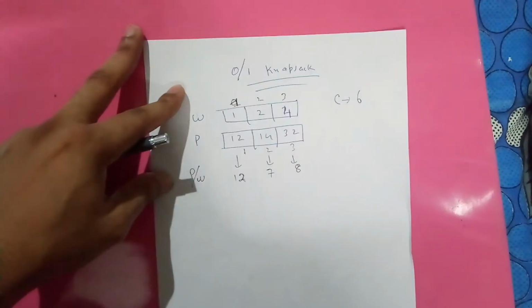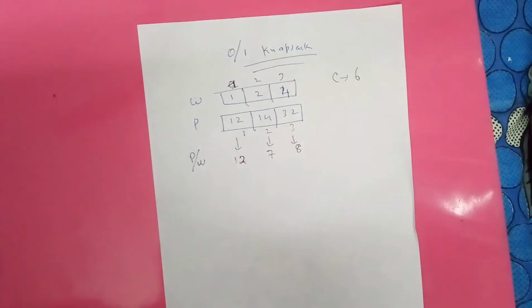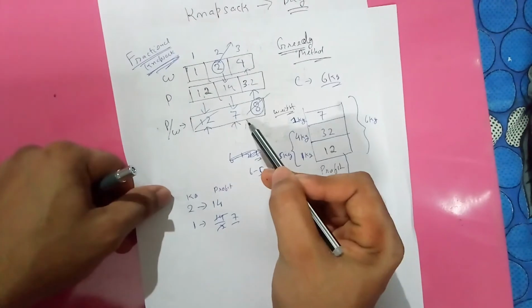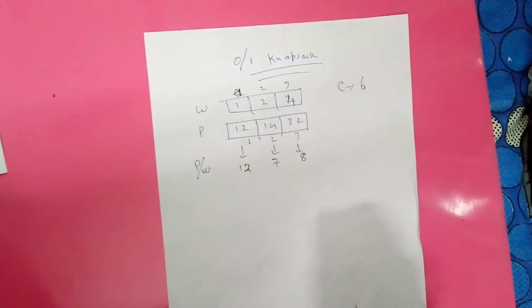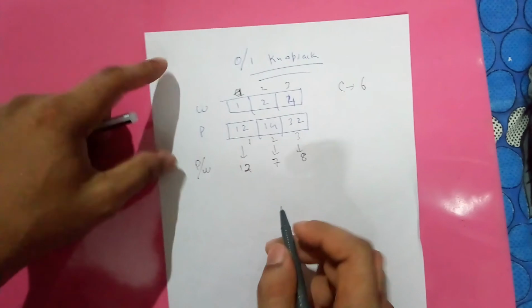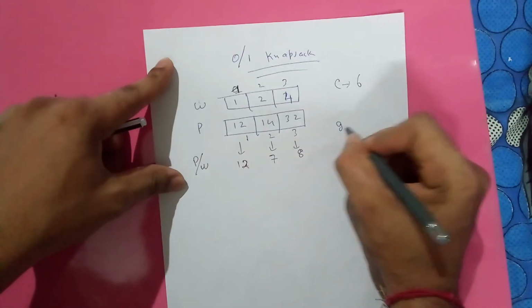I just explained that a few seconds before. You can see this here. This is the same thing. I have not made any changes here. Everything is the same. Now I will apply the same greedy method first.